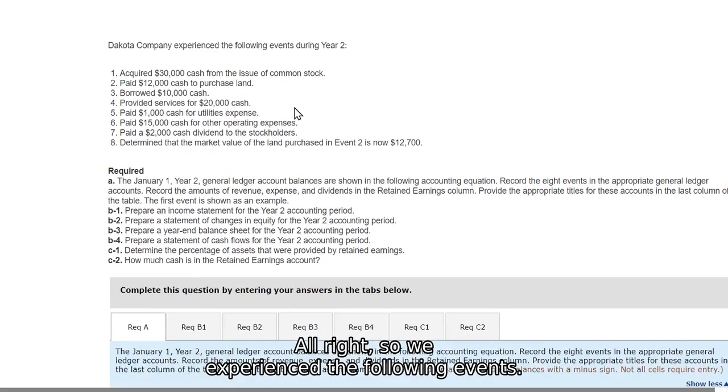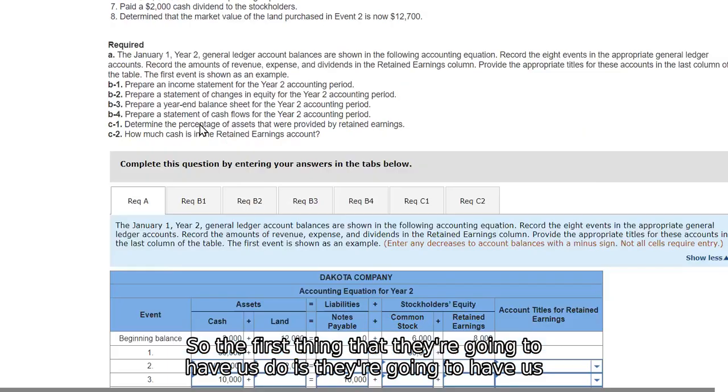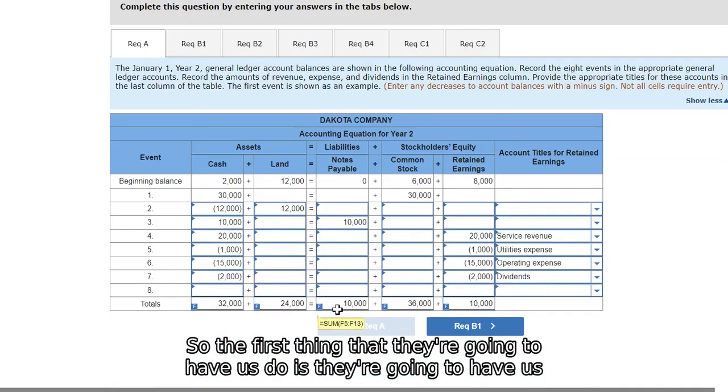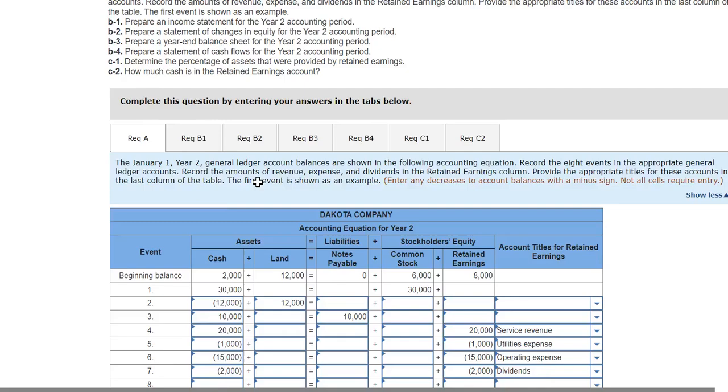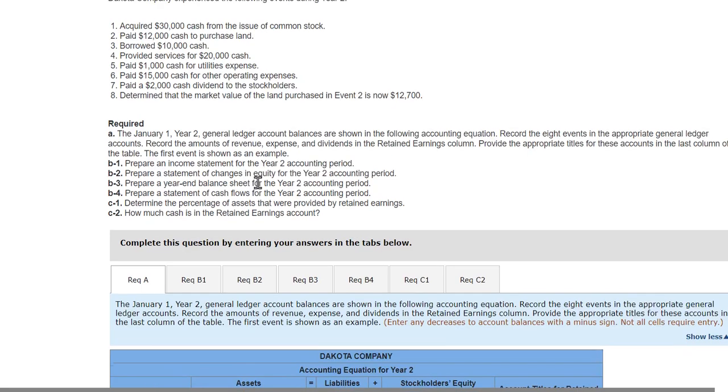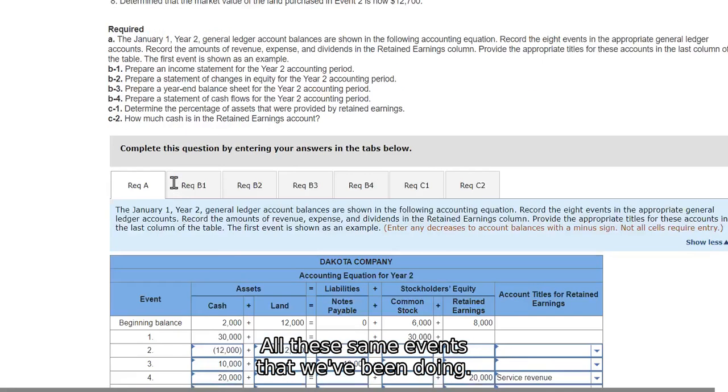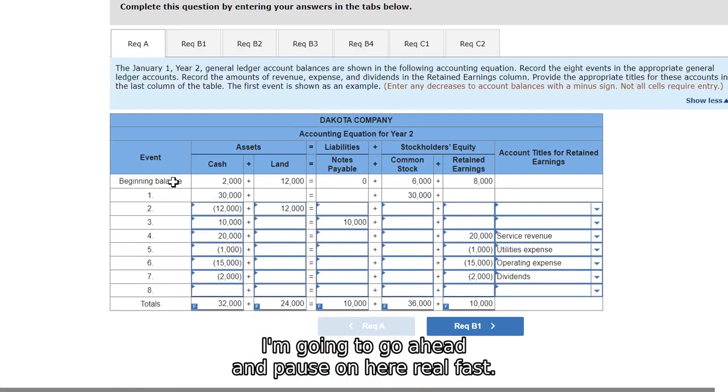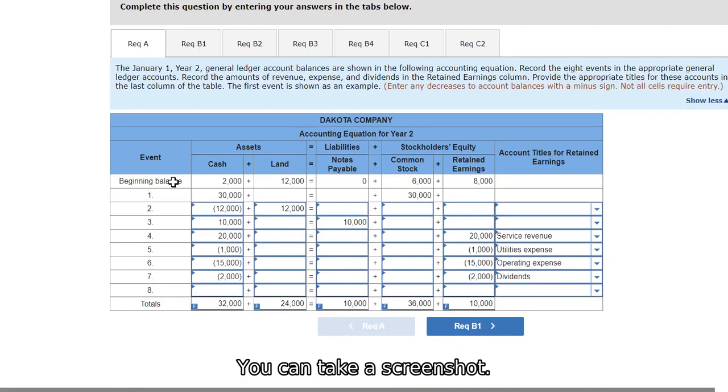So we experienced the following events. The first thing they're going to have us do is go ahead and record these events. All right, so acquired, purchased cash, all these same events that we've been doing. I'm going to go ahead and pause here real fast. You can take a screenshot.